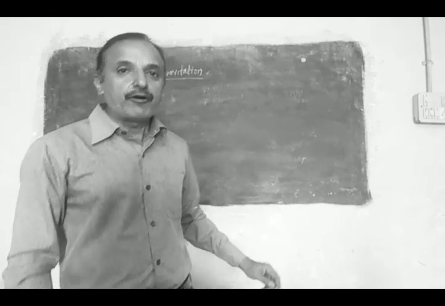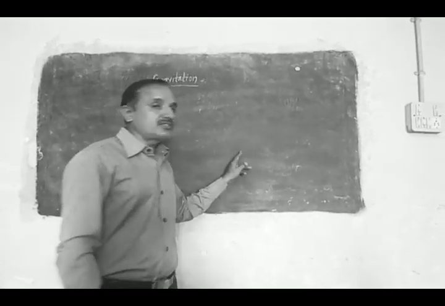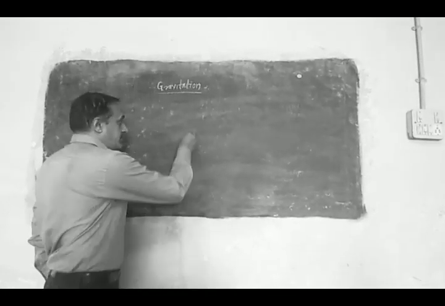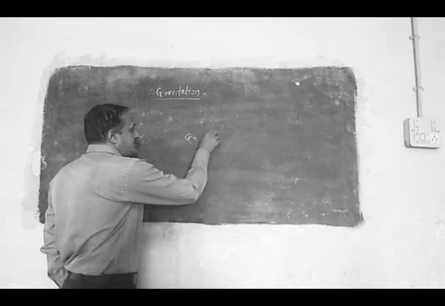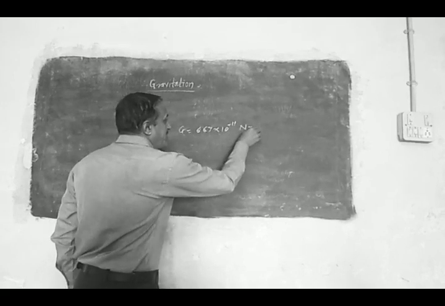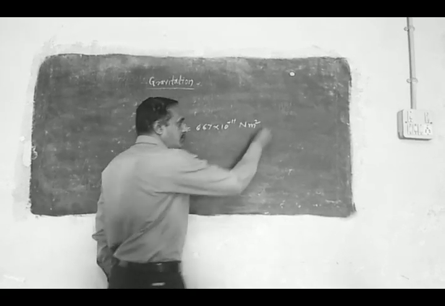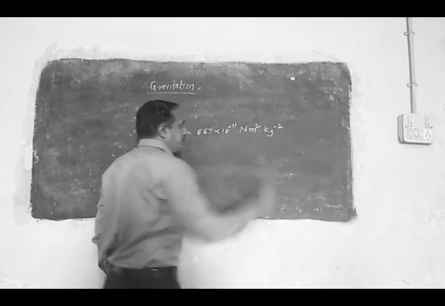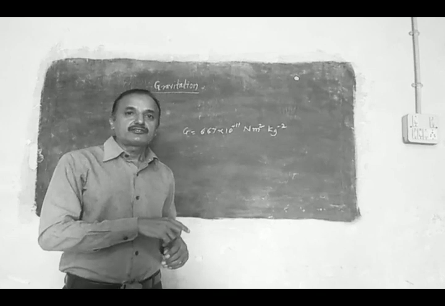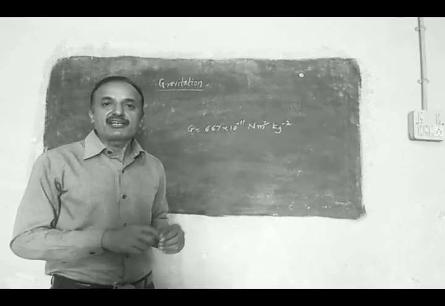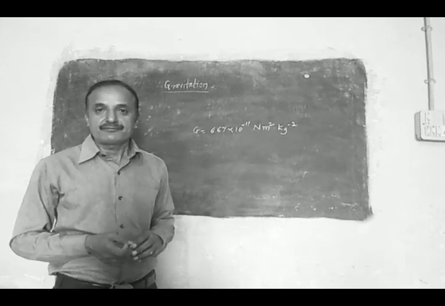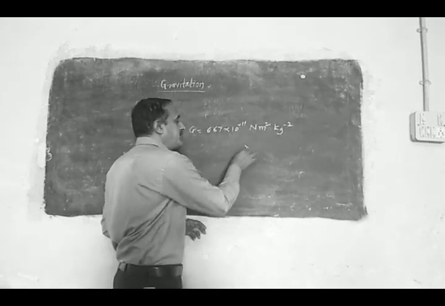One more thing I have to make clear. The capital G is found to be 6.67 into 10 raised to minus 11. It is Newton meter square, not per meter square. It is meter square per kilogram square. Now we have seen that the objects are spherical, so we have taken the distance as capital R. Now imagine the objects are not spherical, meaning they are of any other shape like this.